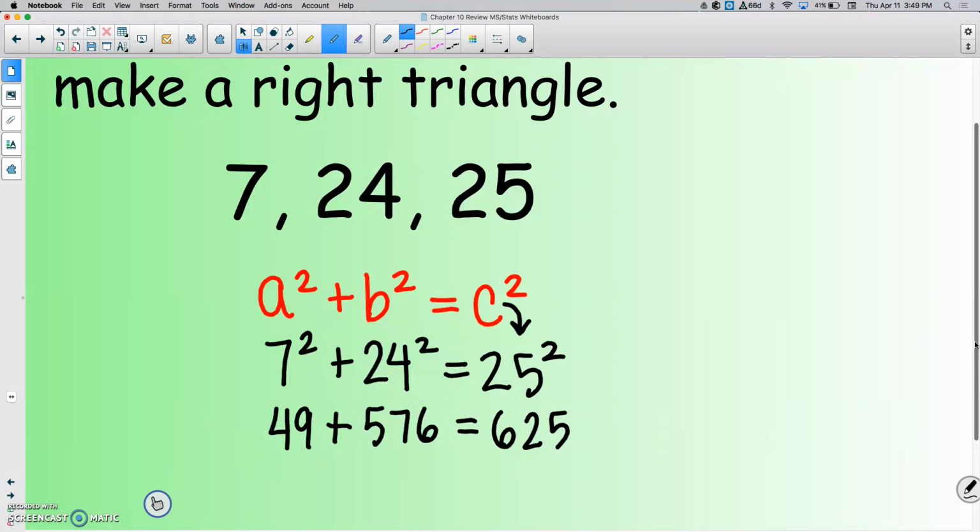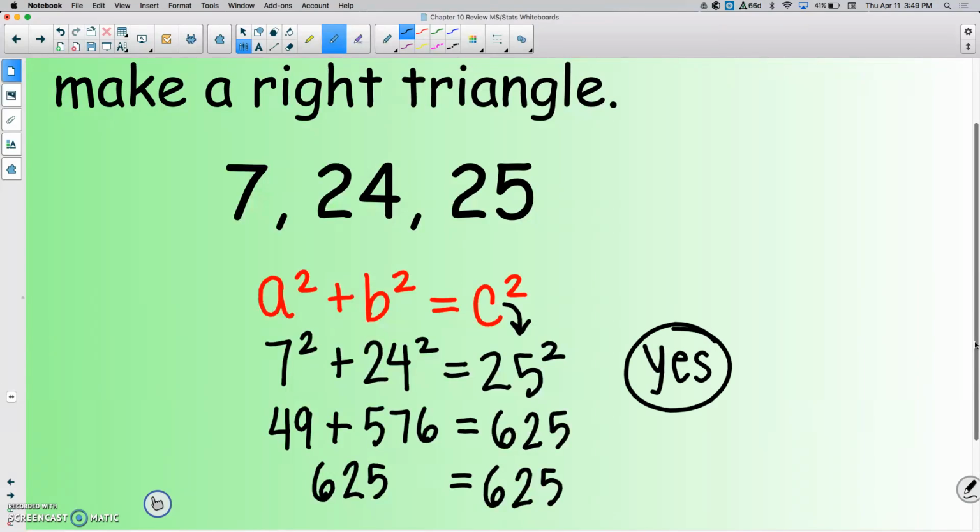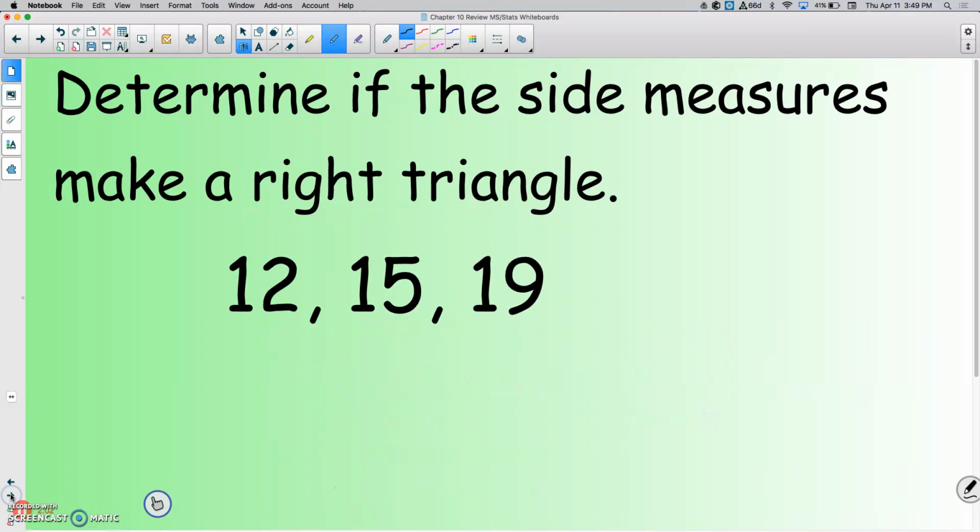Now if I add together the two numbers on the left-hand side, I get 625. So both sides of the equation give me 625, so that means yes, this is a right triangle. It's a Pythagorean triple. Next problem, same thing, pause the slide and see if students can solve this problem on their own.